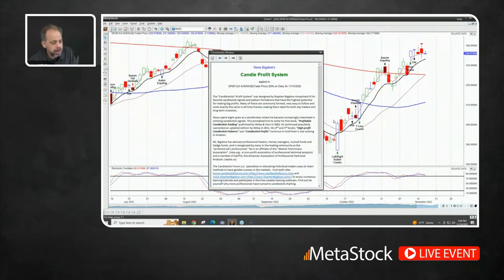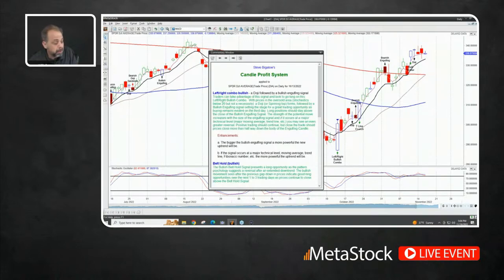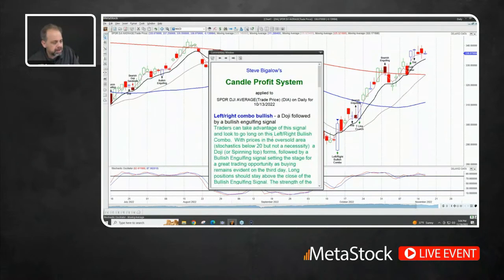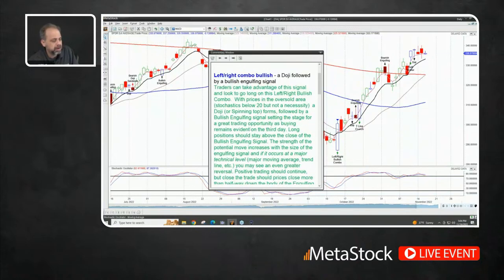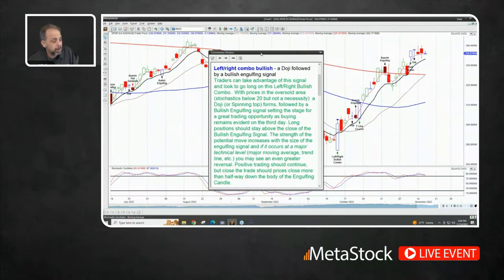I'm going to move back in time a little bit to this left-right bullish combo. And it's going to say this is exactly what a left-right bullish combo is. I'll scroll in a little bit. I'll make the size of this text a little bit bigger so you can read it. This is a doji followed by a bullish engulfing. And look how big that bullish engulfing was.